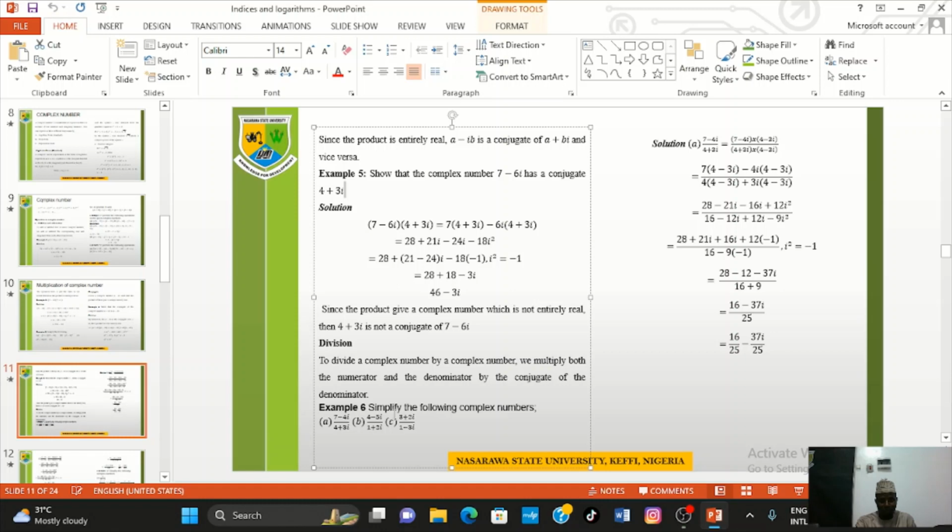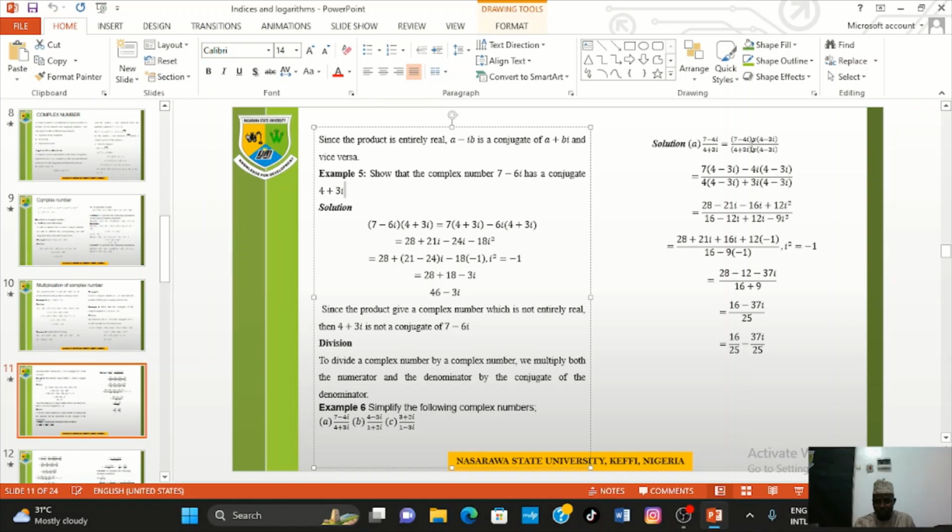Now, examples. Simplify the following complex number: 7 minus 4i divided by 4 plus 3i. So we can multiply both numerator and denominator by the conjugate of the denominator. So the conjugate of this denominator, 4 plus 3i, would be what? 4 minus 3i. So you multiply both numerator and denominator by that. So we have it as this.